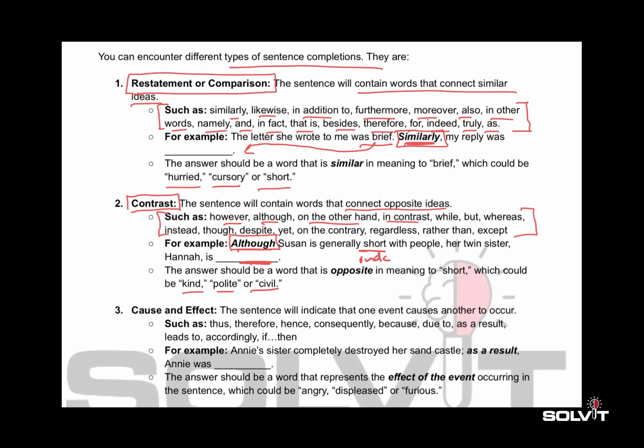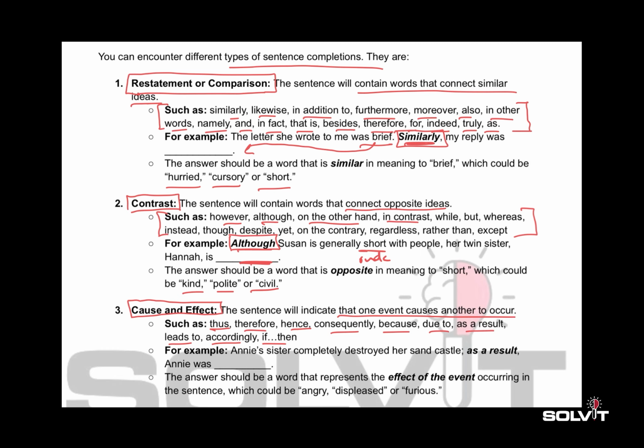The third one is cause and effect. Now, what is cause and effect? Cause and effect is when one event causes another to occur, right? So a cause happens, which means an event happens, and effect is the effect of that event. So the sentence will indicate that one event causes another to occur. Okay, so we use thus, therefore, hence, consequently, because, due to, as a result, leads to, accordingly, if then.